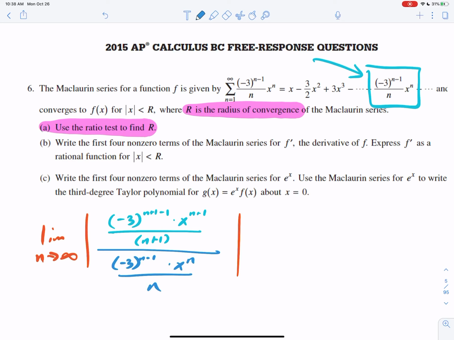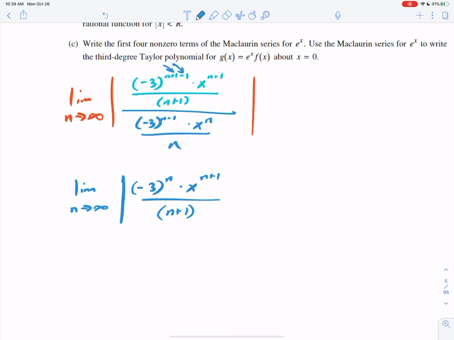Okay? Now, how do you divide fractions? You multiply by the reciprocal. So I'll write it out for you guys. Some of you are comfortable jumping straight to that step, and that's fine too. The limit as n goes to infinity of the absolute value of -3 to the n. Right there, the plus 1 and the minus 1 cancels out, so it's just -3 to the n times x to the n plus 1 all over n plus 1 times the reciprocal n over -3 to the n minus 1 times x to the n. Don't forget your absolute value bars, okay?